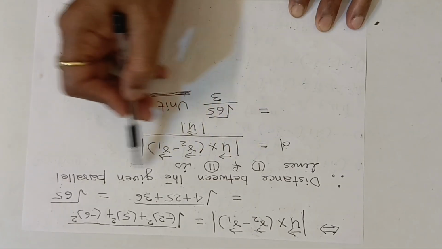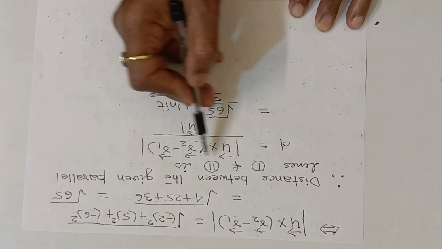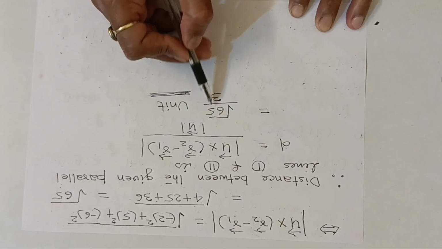So hence the distance between the parallel lines 1 and 2 is square root 65 by 3 units.